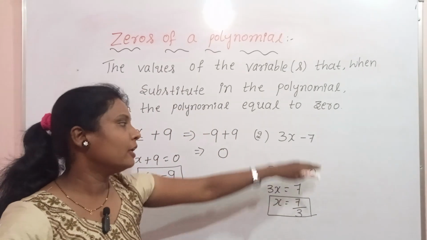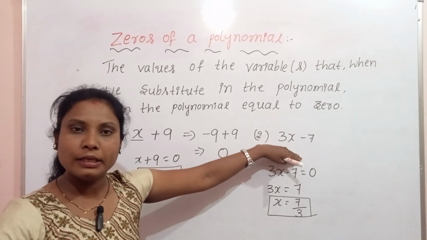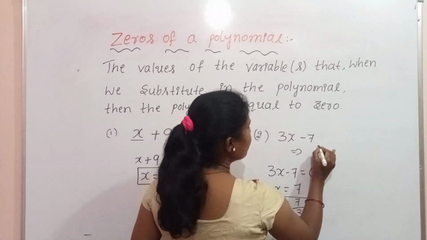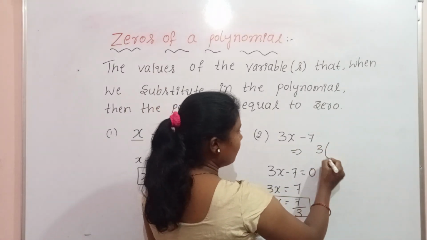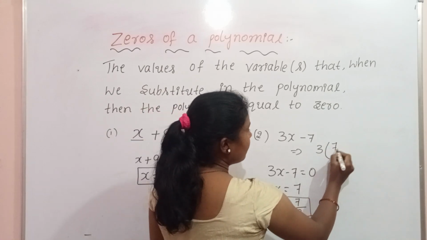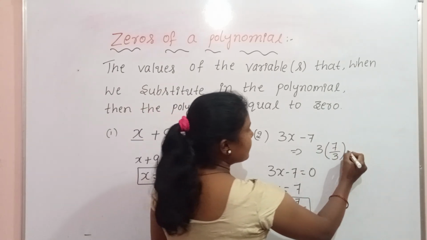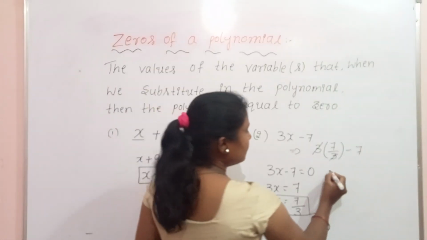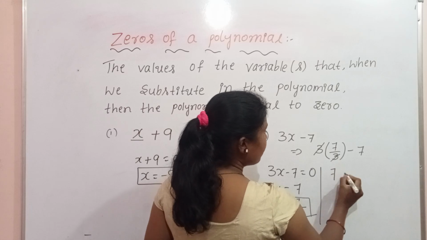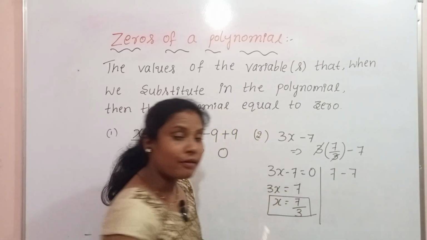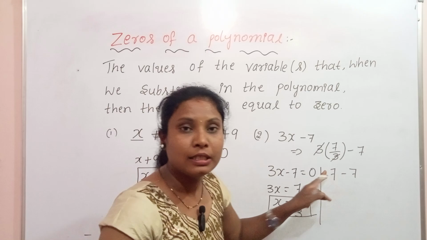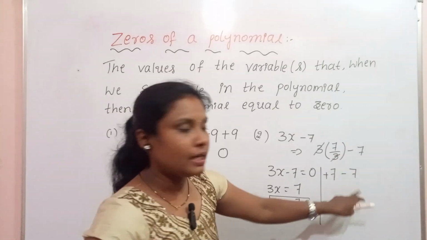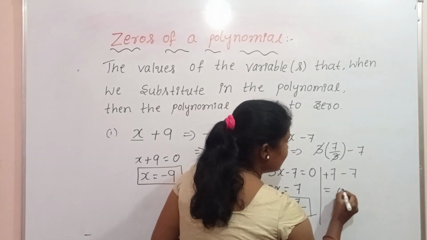This value, if you substitute it in this polynomial, it will become a 0. We'll try now. 3 times, what is the value of x? 7 by 3, minus 7 as it is. Then the 3 gets cancelled, so here 7 minus 7. If a number does not have any sign, it means it has a plus sign. Plus 7 minus 7 will become a 0.